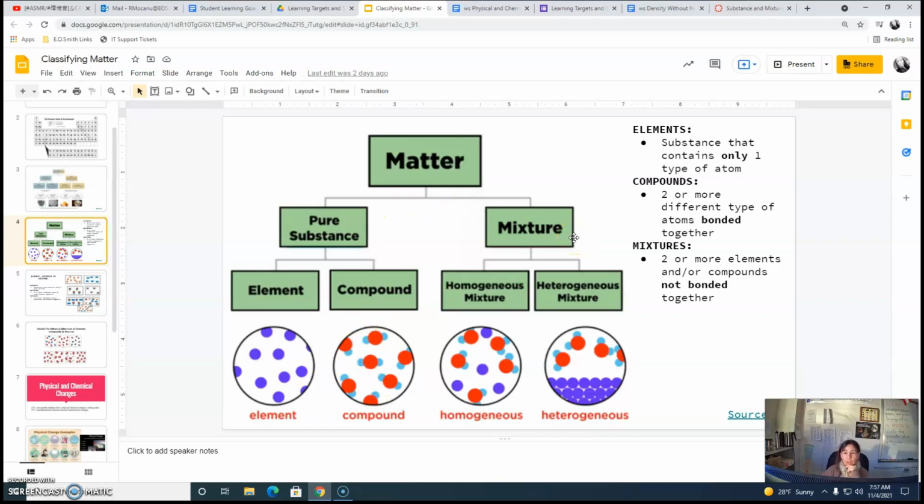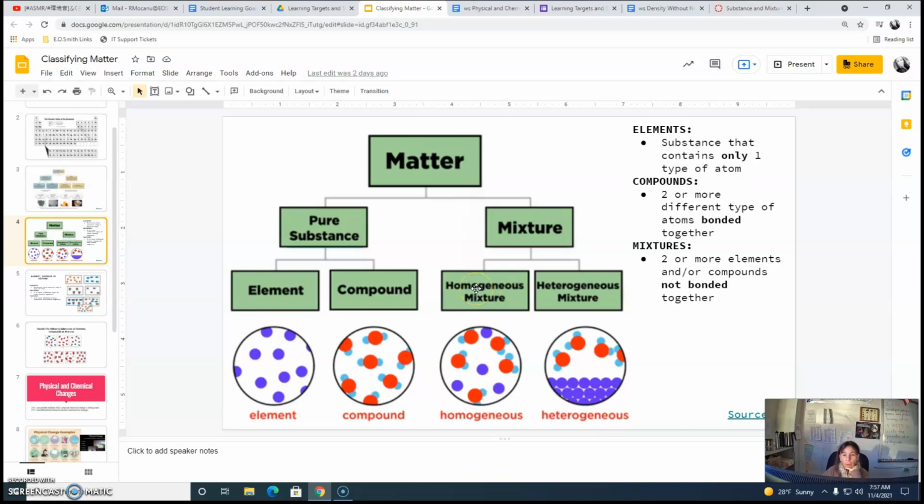Now going into mixtures. In mixtures, we have two or more elements and/or compounds, and they are not bonded together. That is the big difference. For example, in this mixture we have the molecule we talked about before with the red atom and the two light blue atoms, and then a completely different element with the purple dot, and they're not bonded together. That's what makes the difference in a mixture: these things are different and they're not bonded together.